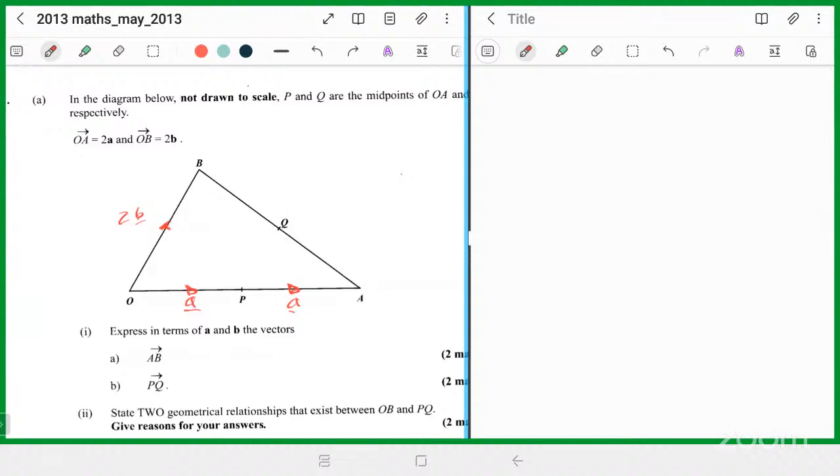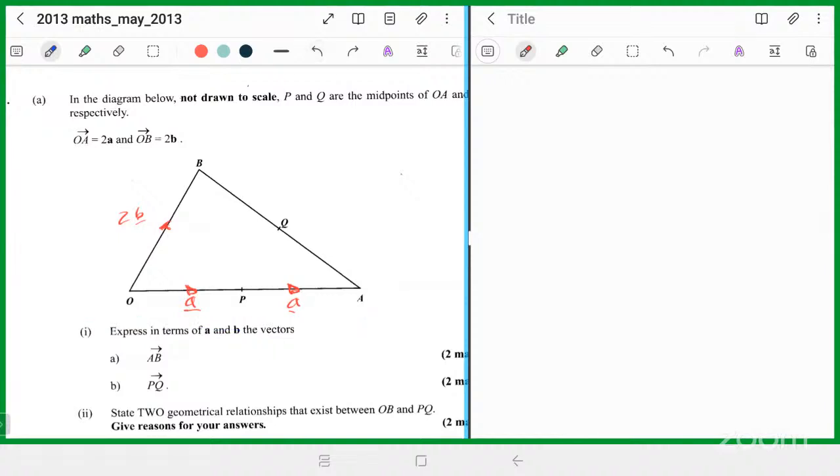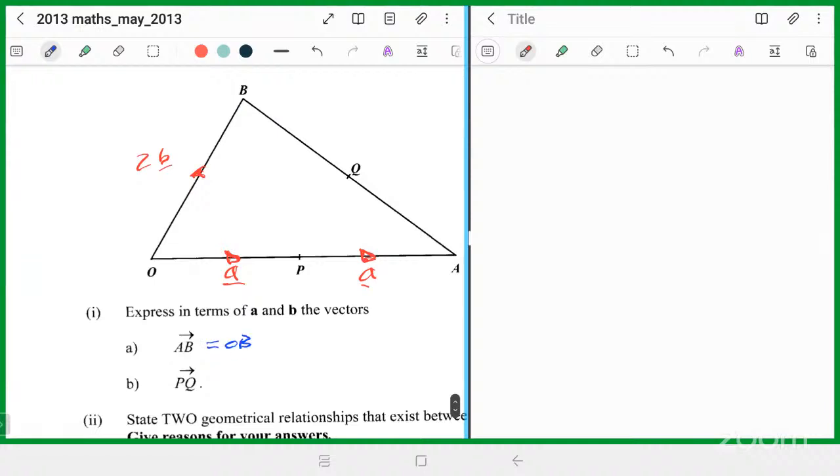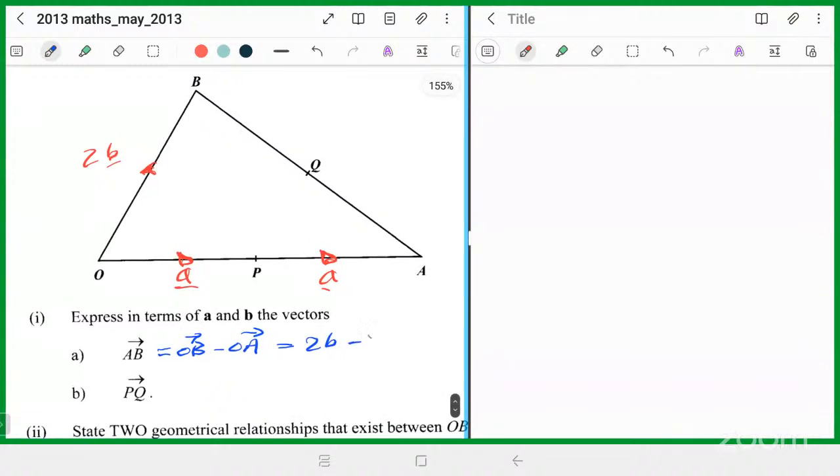So the vector AB: since you have two position vectors, this can be the last one minus the first. If we look at the diagram, how do I go from A to B? I go 2a back this way, that's a negative 2a, and then plus 2b. That's the route from A to B. Or you can do the last one minus the first, in this case OB minus OA. OB is 2b minus OA which is 2a.